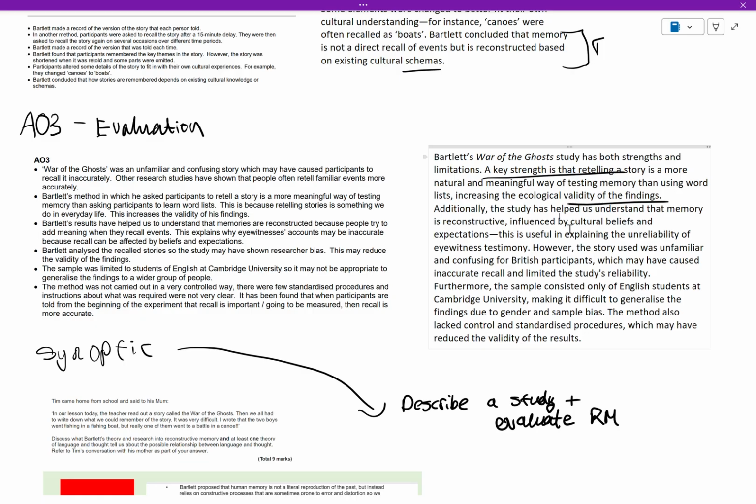However, one weakness is that the story was unfamiliar and confusing for British participants, which may have caused inaccurate recall and limited the study's reliability. Reliability is how consistent the results are. So if you were to not use British participants, the results may not be the same because the content of the story used words that may or may not be familiar to your sample.